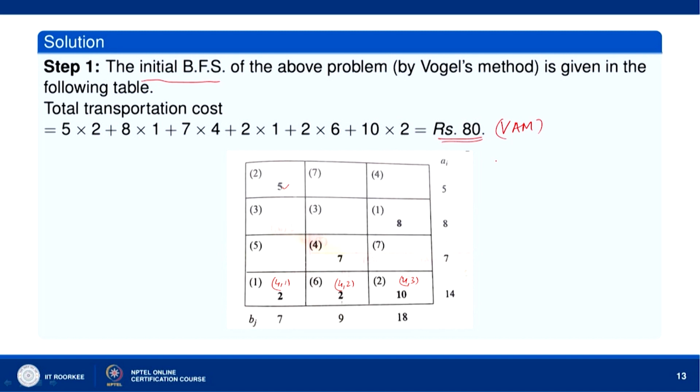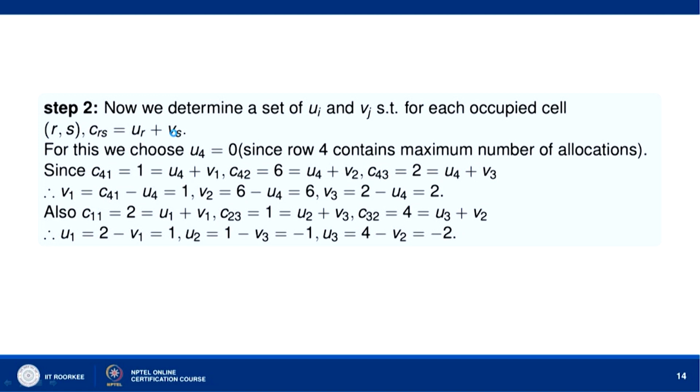Okay. So, we will use this allocation and see whether the solution that we have got is optimal or not. Let us find u i and b j such that for each occupied cell, C r s equals u r plus b s. Now, we have to choose u 4.